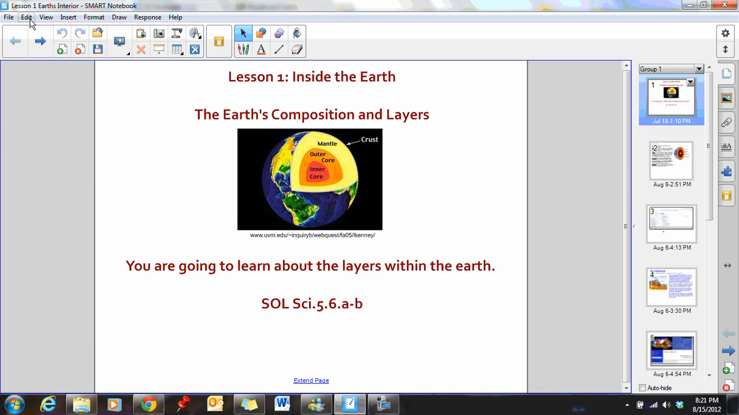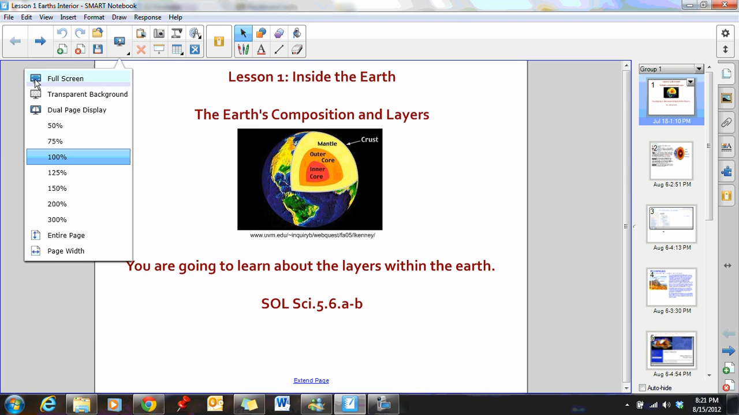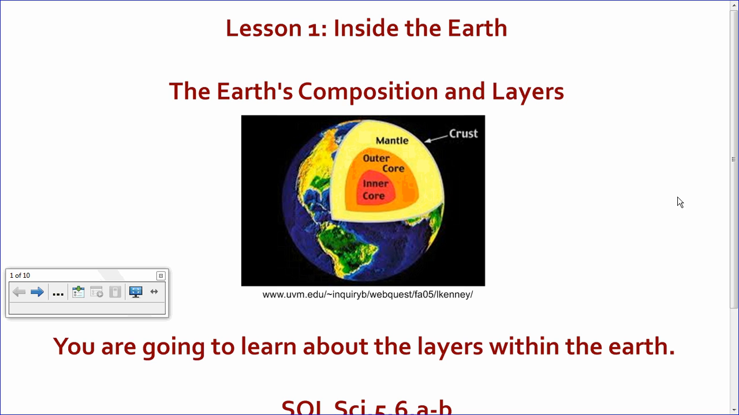All right, going back to our first lesson, which is Inside the Earth, the Earth's composition and layers. So this lesson is about how the Earth is made up of layers. And on the outside of the Earth, you can see we have the crust, then mantle, outer core, and inner core. You are going to learn about the layers within the Earth. Right, moving on.